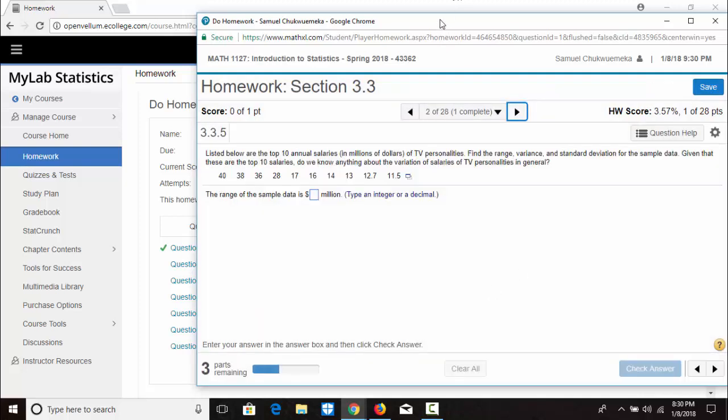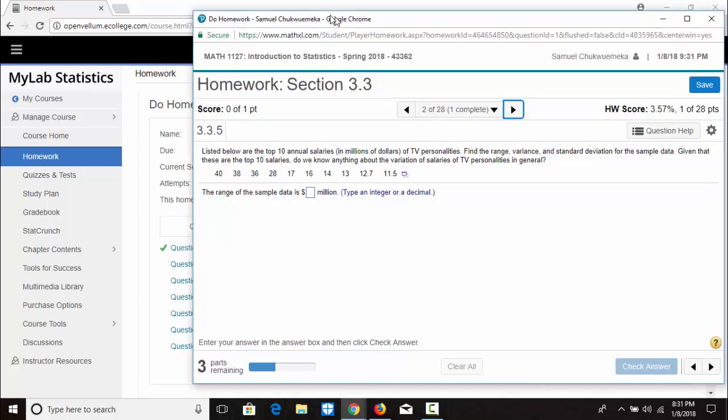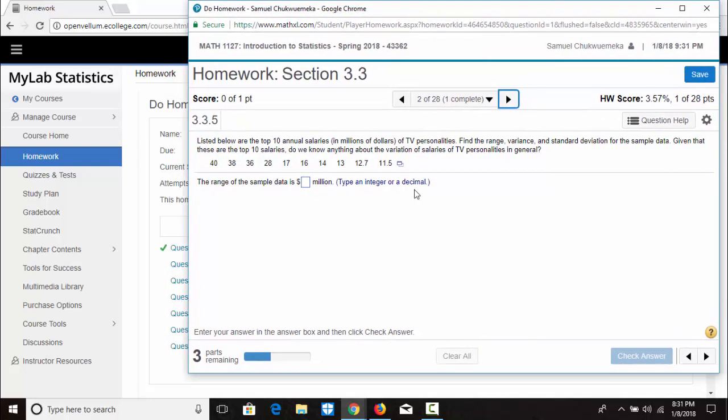Question 2, listed below are the top 10 annual salaries in millions of dollars of TV personalities. Find the range, variance, and standard deviation for the sample data. Given that these are the top 10 salaries, do we know anything about the variation of salaries of TV personalities in general? So let's do this one with StatCrunch. You just click right here and open in StatCrunch.